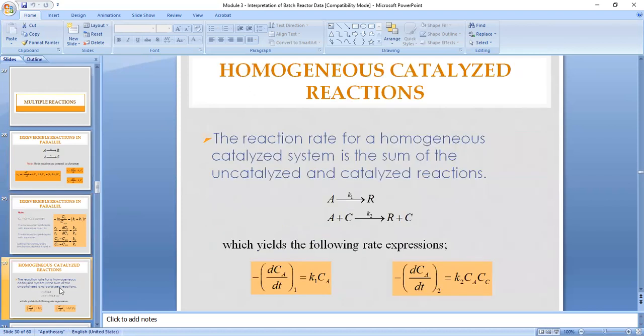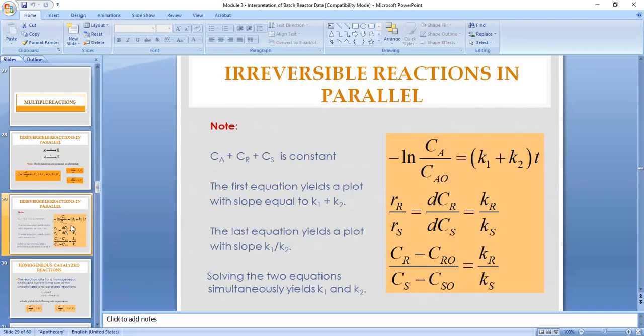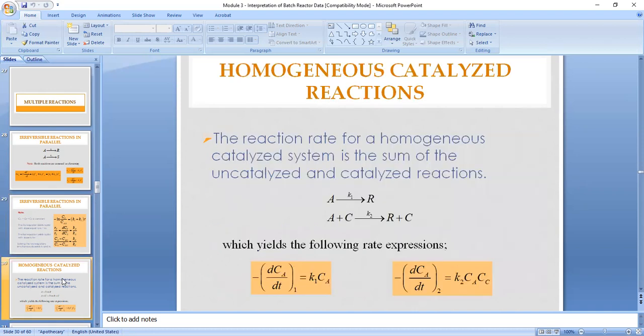Now let's go to homogeneous catalyzed reactions. By the way, do you have any questions here? Okay, so there's none. So we go to homogeneous catalyzed reactions.